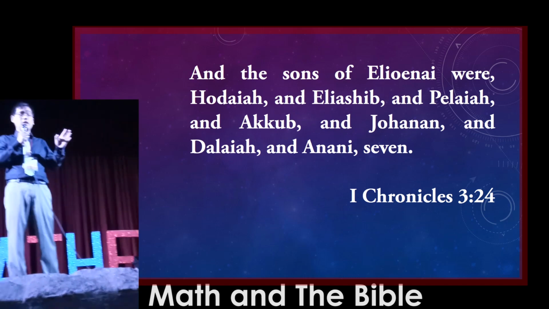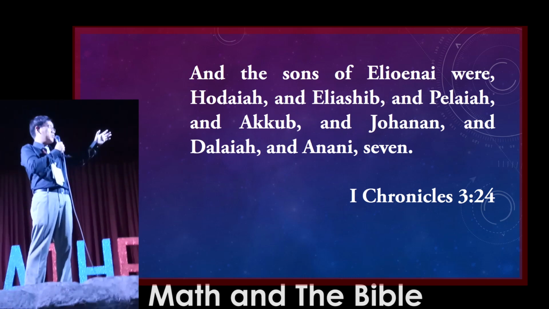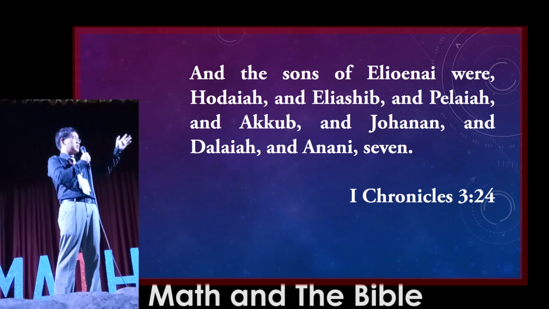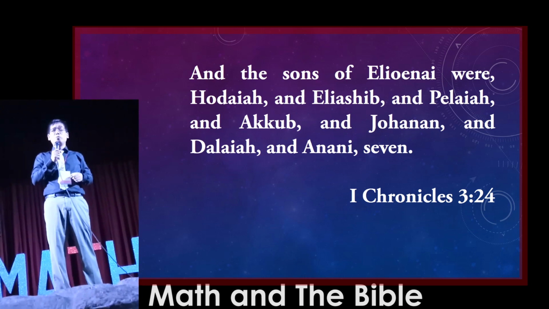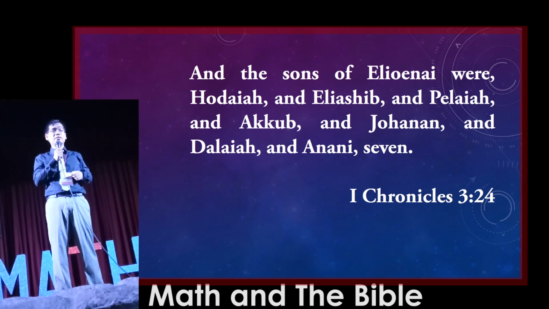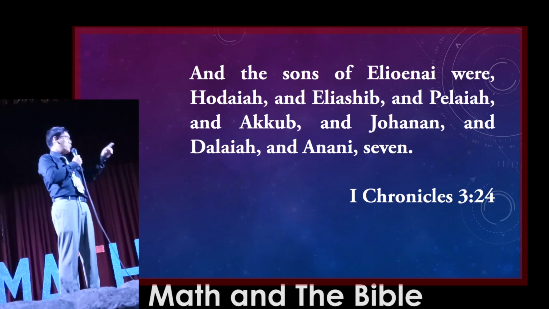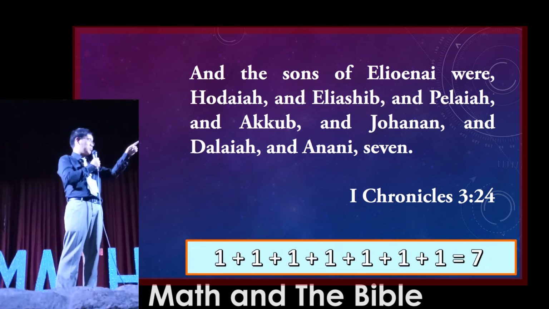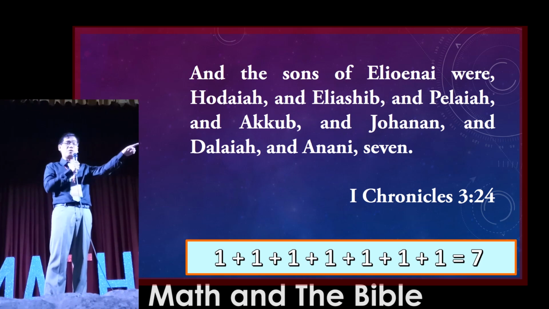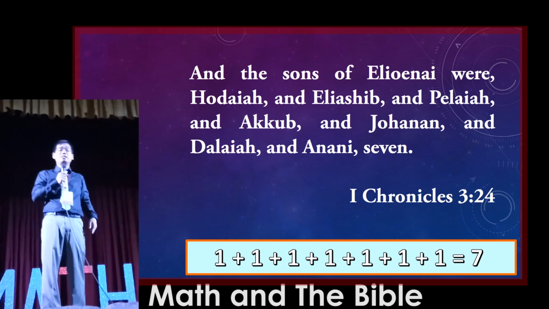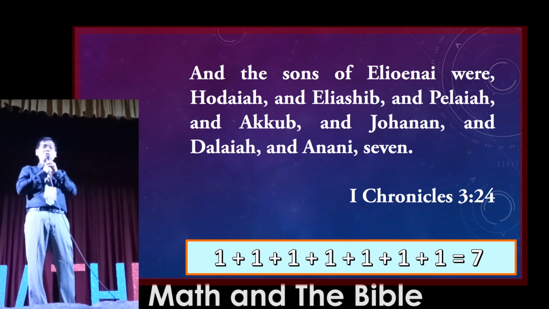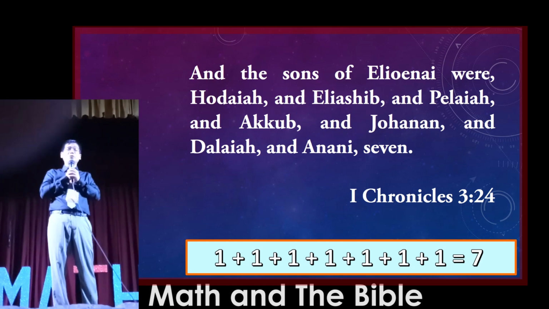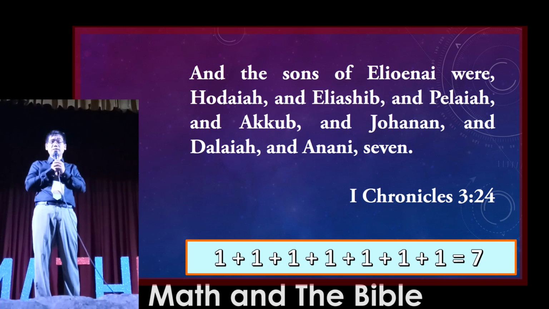And to us, all we read is the names of the sons of Elioenai, and then after which the word seven. What do we see here as math enthusiasts? Let us see. 1 plus 1 plus 1 plus 1 plus 1 plus 1 plus 1 equals 7. This is actually the same way we define multiplication. Repeated addition of the same addends.